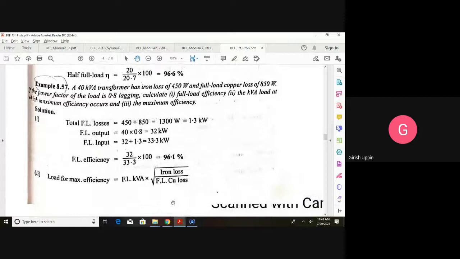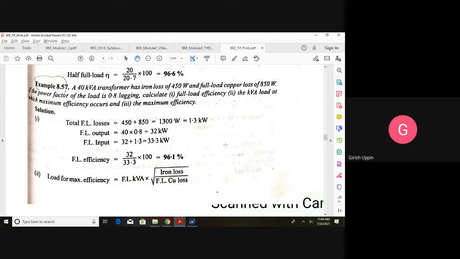Okay, so this is the load for maximum efficiency condition given. A 40 kVA transformer, iron loss PI is 450, full load copper loss PCFL 850 watt. If the power factor of the load is 0.8, PF is given as 0.8. Full load efficiency, same formula we can use that we discussed earlier. Then the kVA load at which maximum efficiency occurs. When PI is equal to PC, equal to 450, that time maximum efficiency occurs.